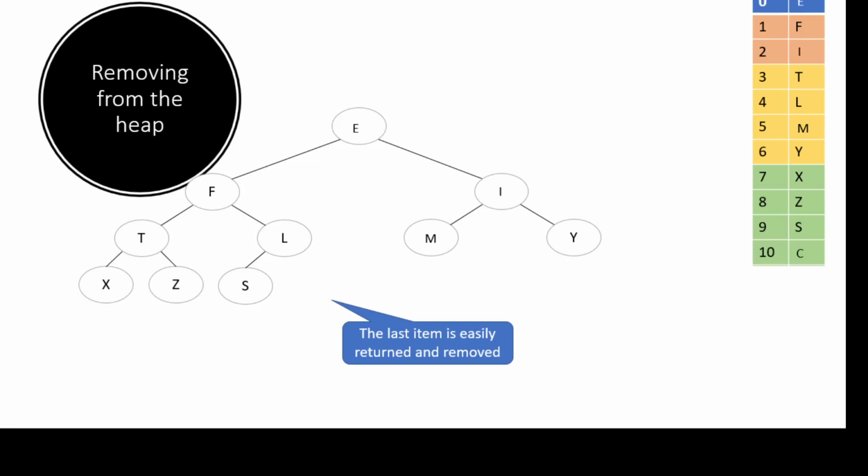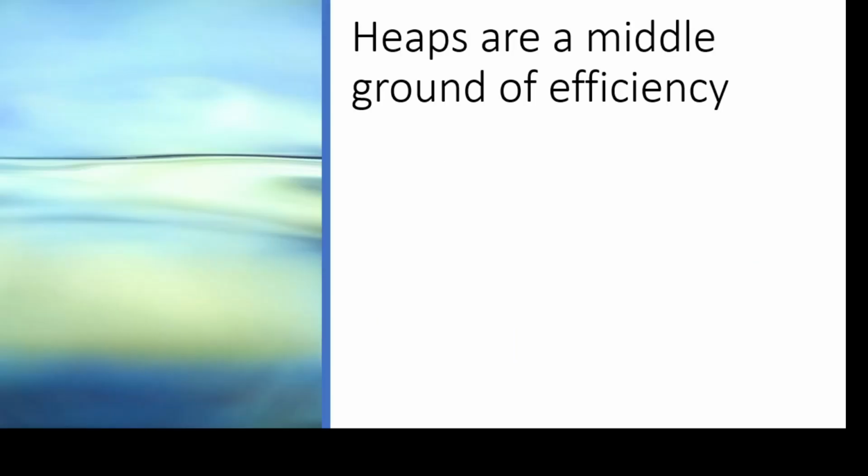But the great thing about this is all I have to do is shrink the size of my priority list by one. My array stays the same size, but my index in the array gets a little bit lower, and the next time I add it in, it starts again at the back, at the bottom. So heaps are a wonderful middle ground of efficiency.